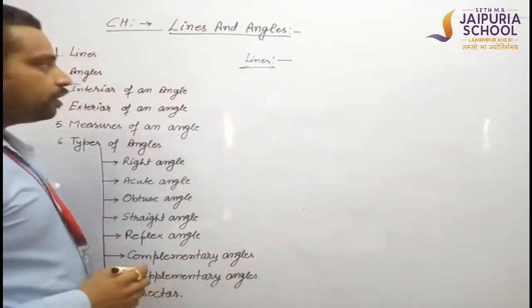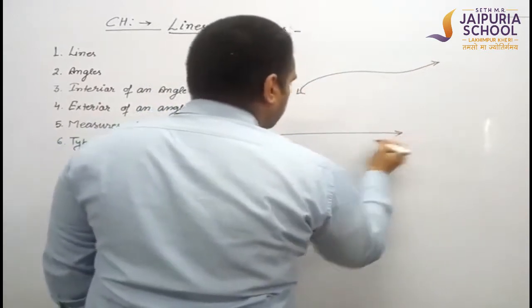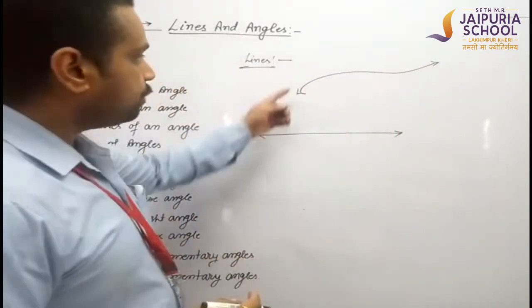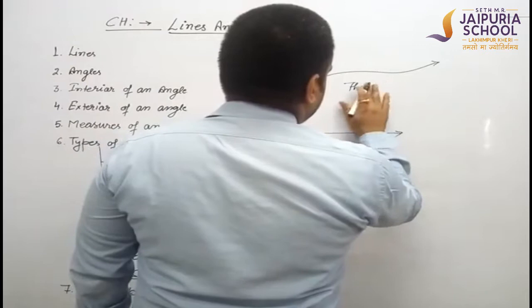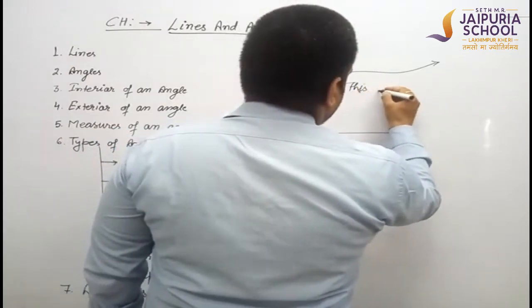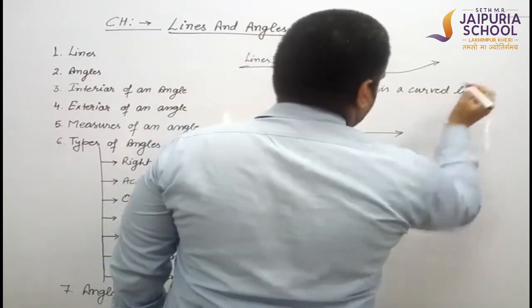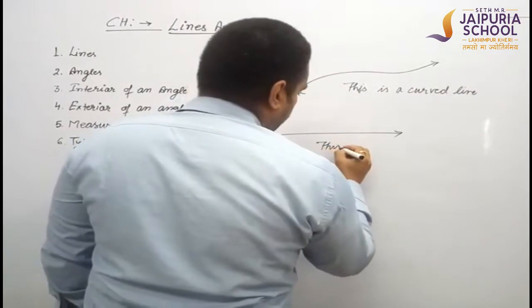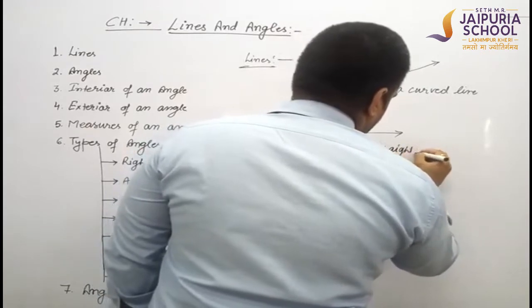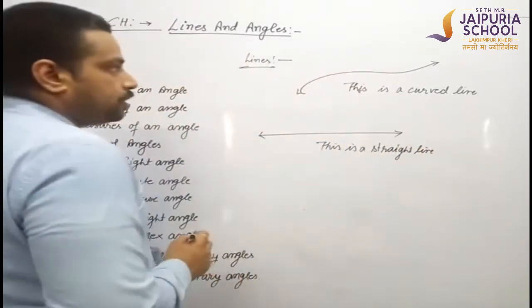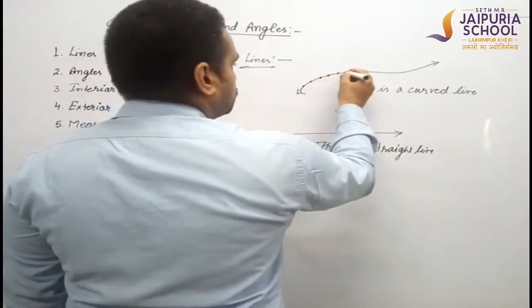So what are lines? This is also a line, and this one is also a line. Then what is the difference between this line and this line? Here this is a curved line, and this is a straight line. What is the difference between this curved and straight line? Here all the particles are not in a straight line.